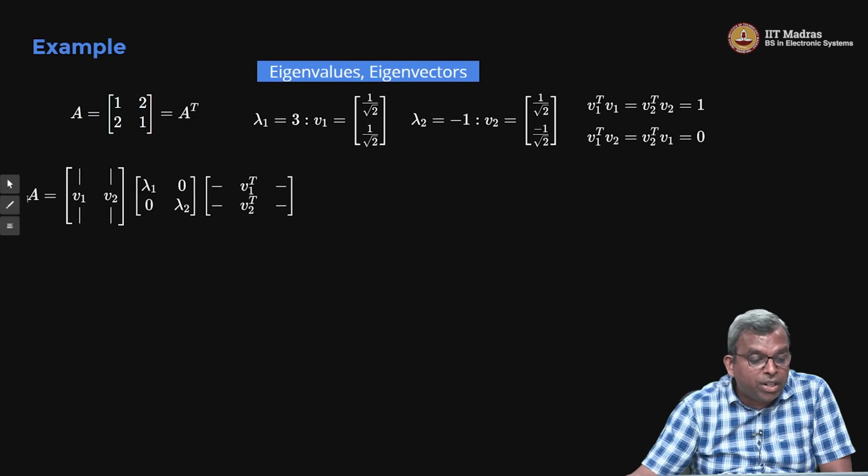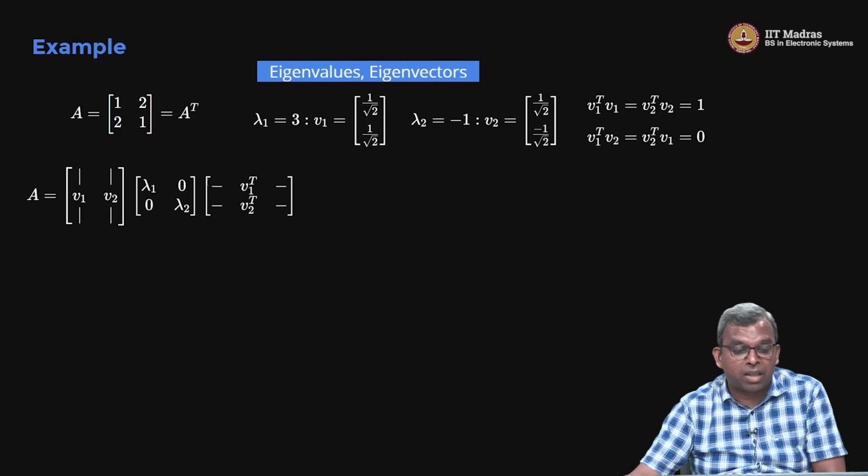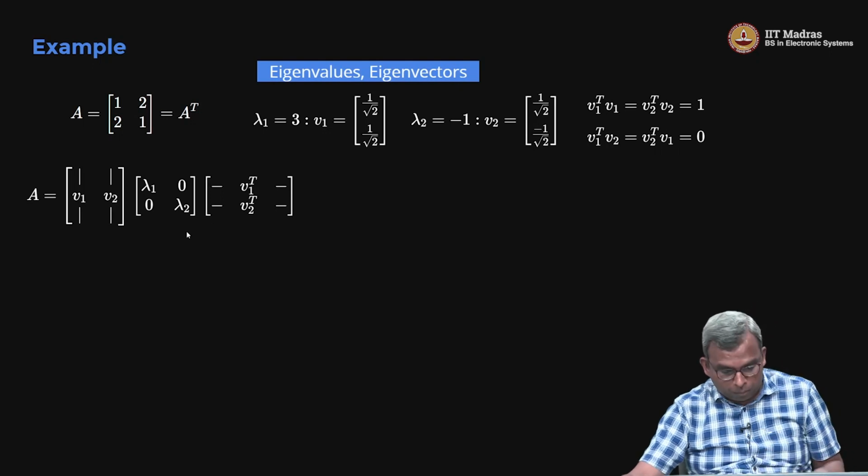And then when you write A, I can write A as S, this is my S which has columns as eigenvectors, times D, times the inverse of S, but then inverse of S is the same as transpose, right. So, V1 transpose, V2 transpose comes in this way, okay. So, this is my A, okay.